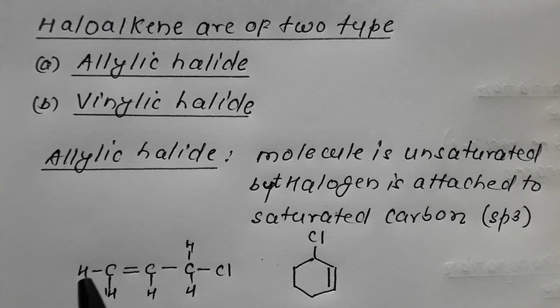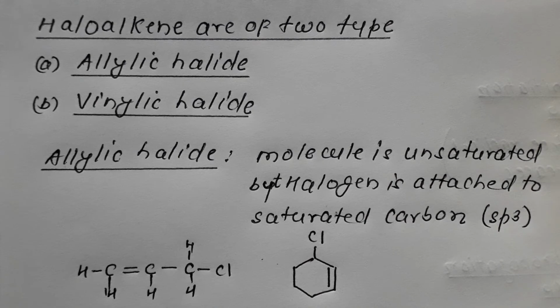Say this molecule: CH2=CH-CH2Cl. This molecule is unsaturated. Yes, due to the presence of a double bond it is unsaturated, but the carbon to which the halogen is attached is a saturated carbon having sigma bonds number 1, 2, 3, 4. So 4 sigma bonds. This carbon is a saturated carbon. This carbon is sp3 hybridized, and this halogen is attached to a saturated carbon.